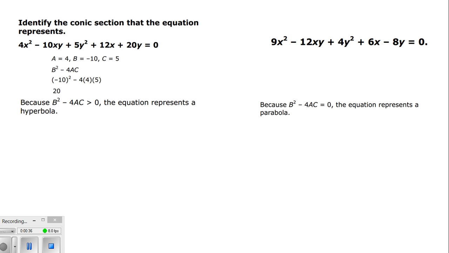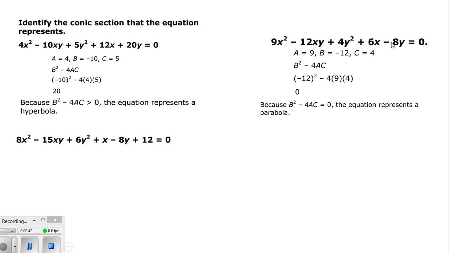Okay, we take a look at this conic, 9x squared minus 12xy plus 4y squared plus 6x minus 8y equals 0. Identify the A, B, and C, put them into our discriminant form, and find it's equal to 0, which will indicate that to be a parabola.